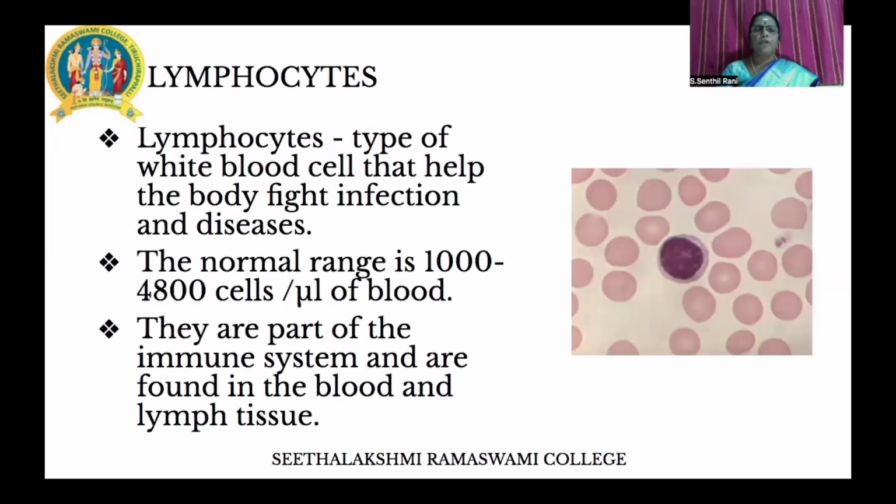Lymphocytes, they are also a type of white blood cells that help the body fight infection and diseases. The normal range is 1,000 to 4,800 cells per ml of blood. They are part of the immune system and are found in the blood and lymph tissues.